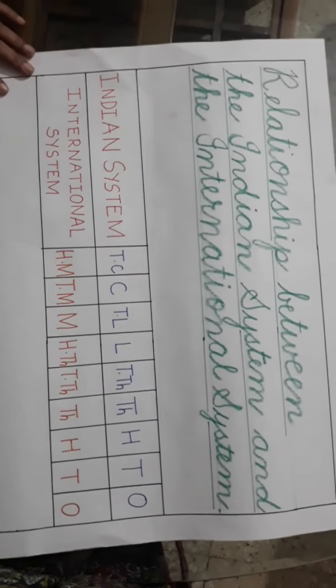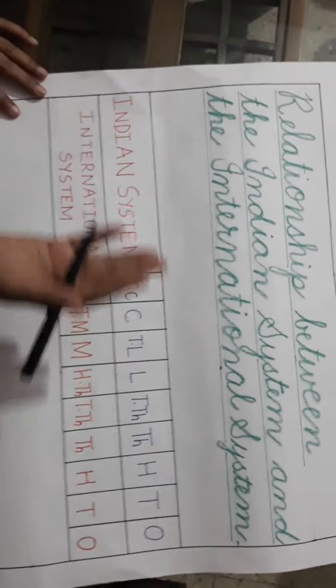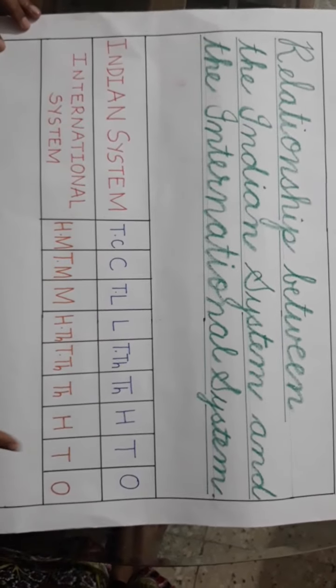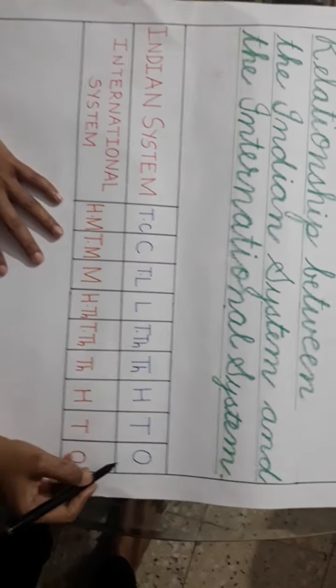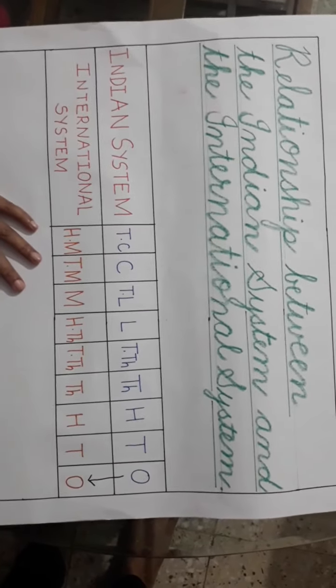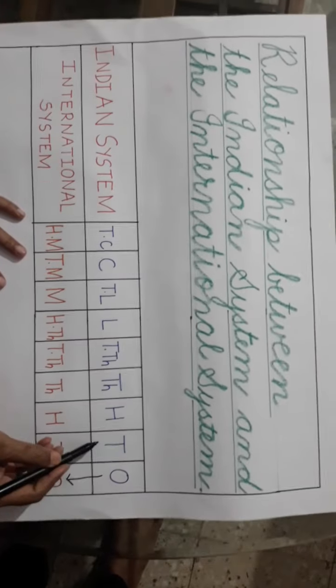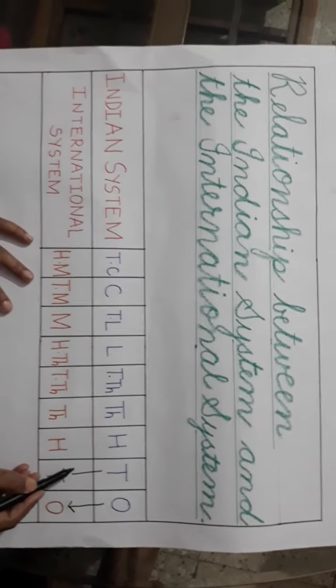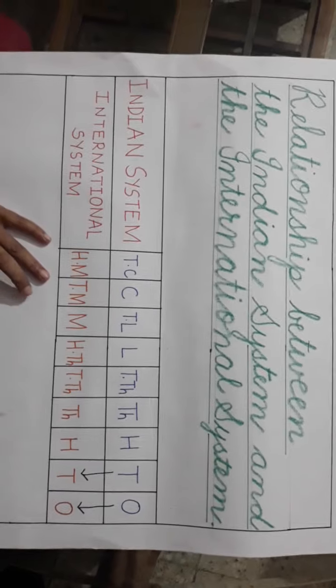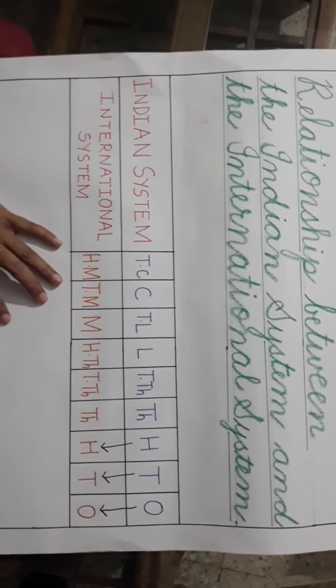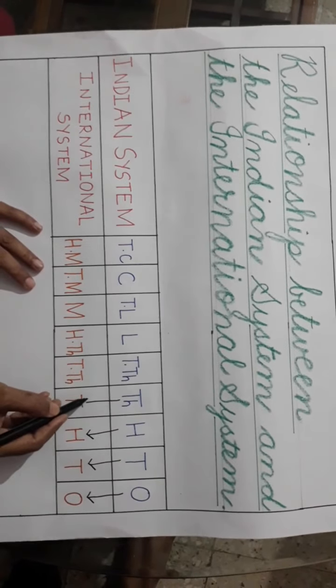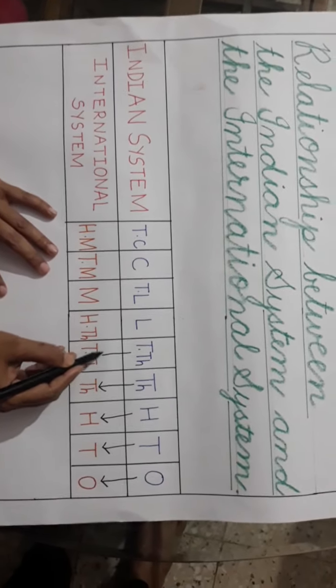Today we will be studying about the relationship between the Indian system and the international system. I have drawn the table for you, dear children. Do you notice here? Ones in the Indian system and also in the international system. The same way you will notice tens in the Indian system, tens in the international system. Hundreds in the Indian system, hundreds in the international system. 1,000 here and 1,000 here. 10,000 here and 10,000 here.